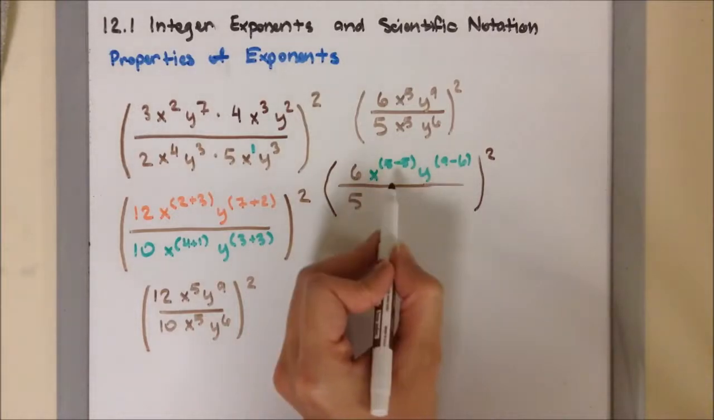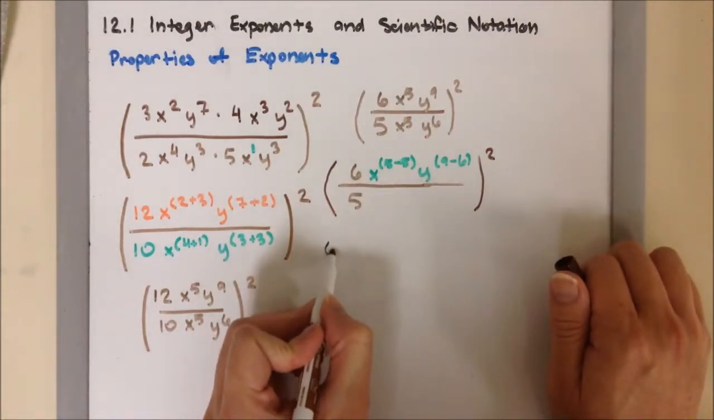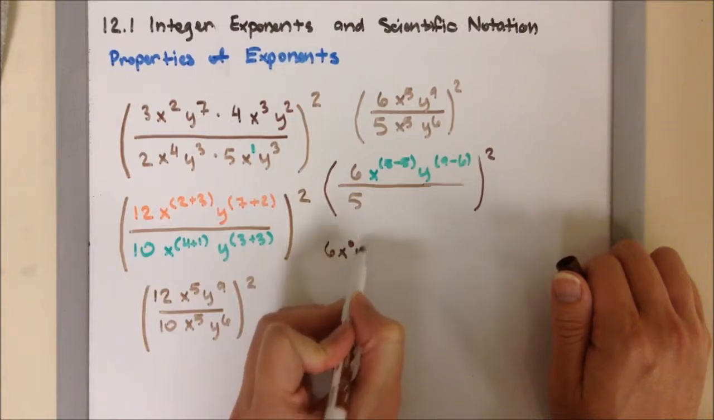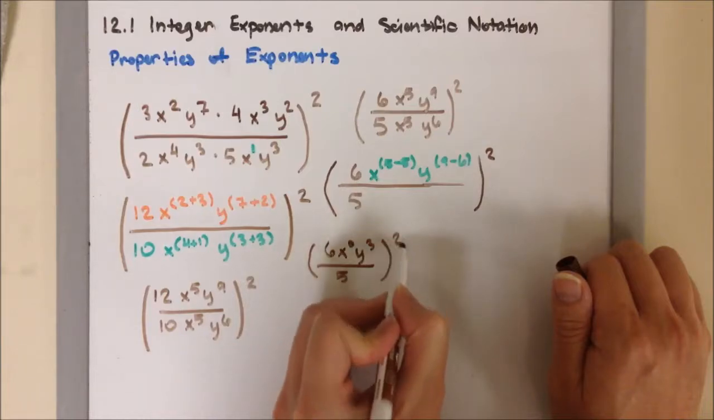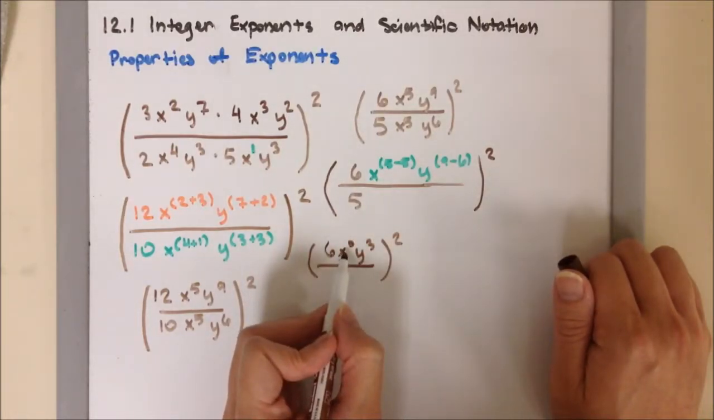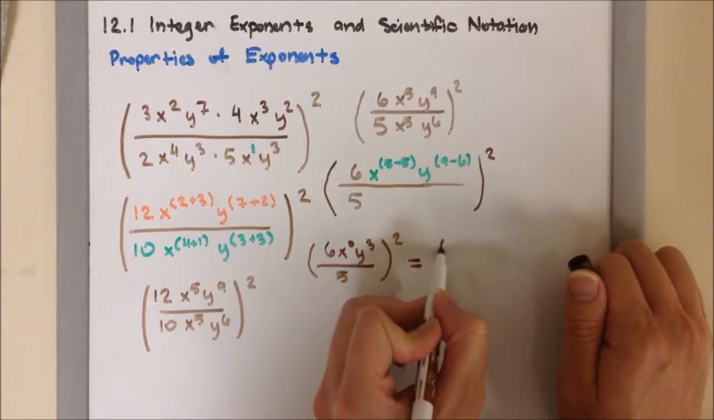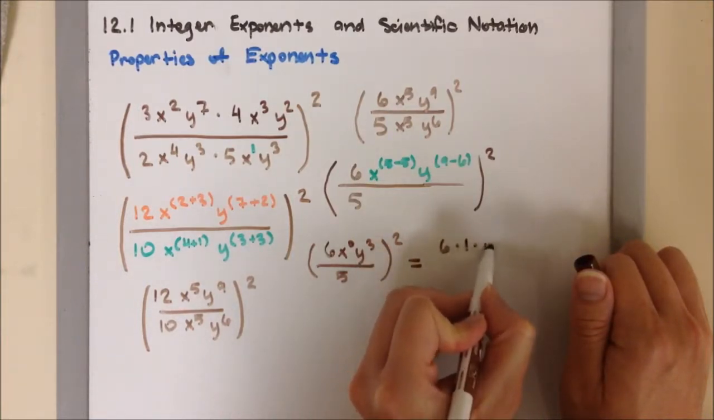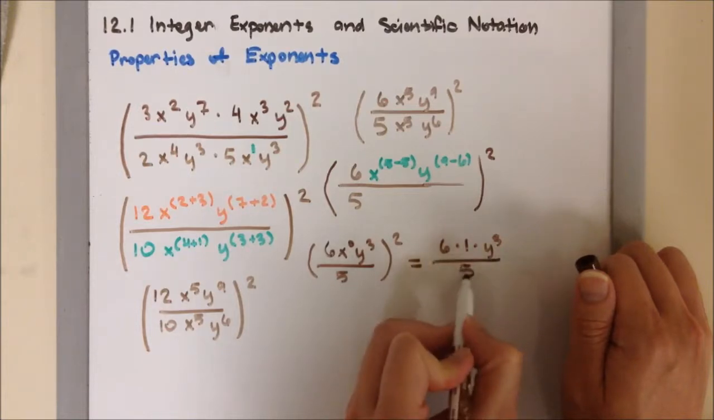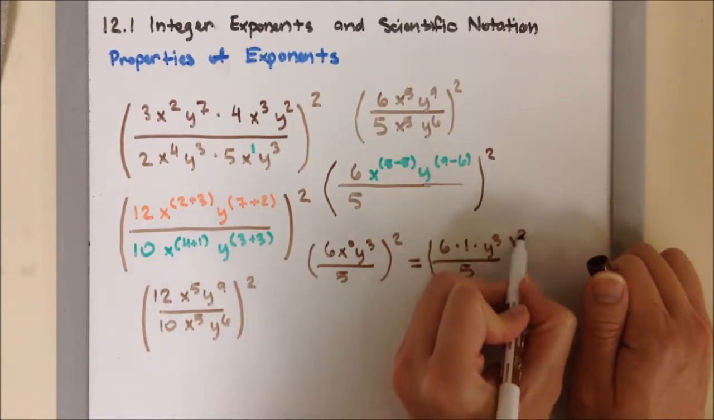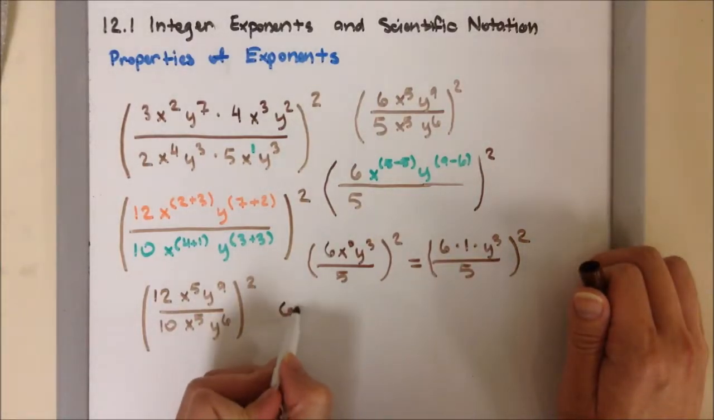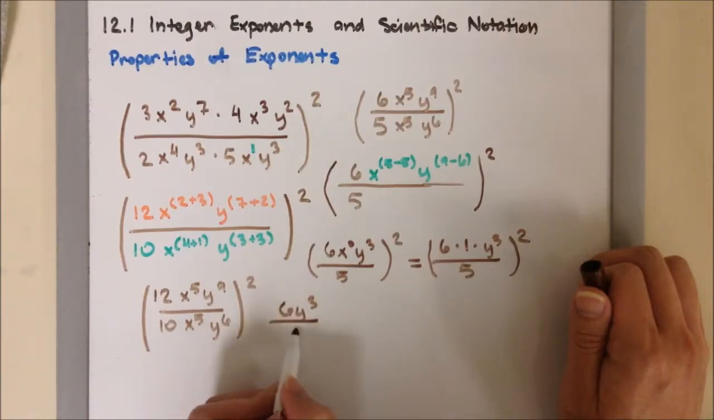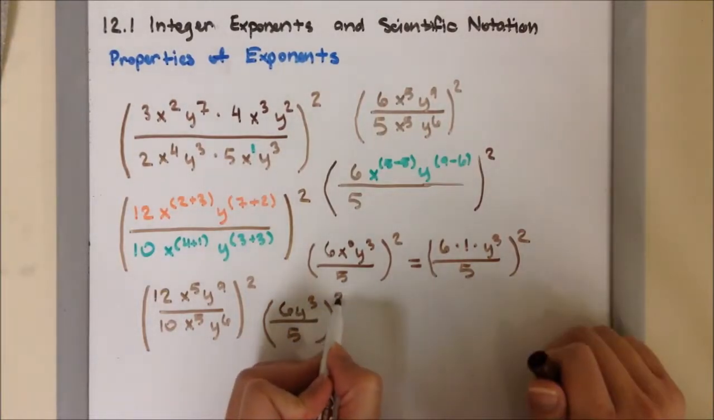So when I combine the exponents together, I'm going to have inside the parentheses 6 x to the 0th power y to the 3rd power over 5, squared. Now anything x to the 0th power will become 1. So it's going to be 6 times 1 times y to the 3rd power over 5. And it's still being squared, the whole thing. So 6 times 1 times y to the 3rd power will be 6 y to the 3rd over 5. And still have the square.